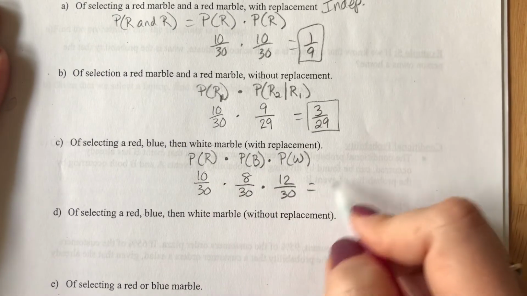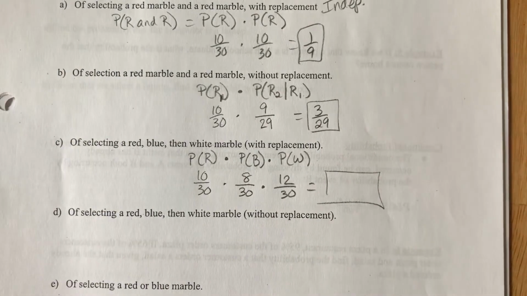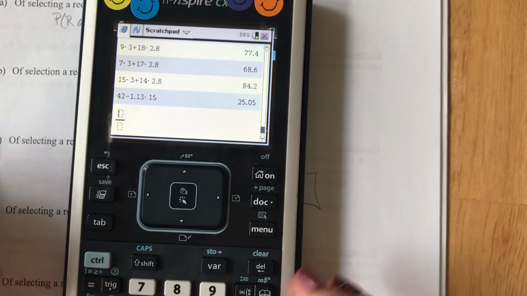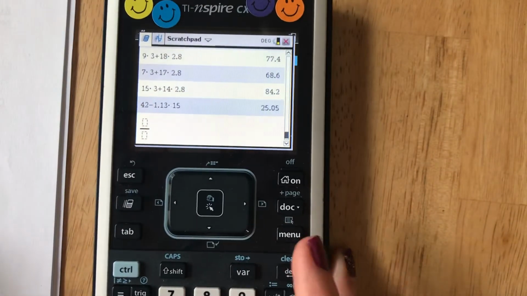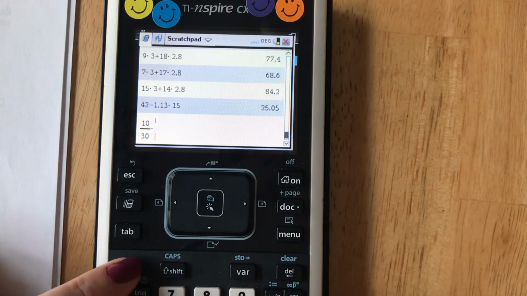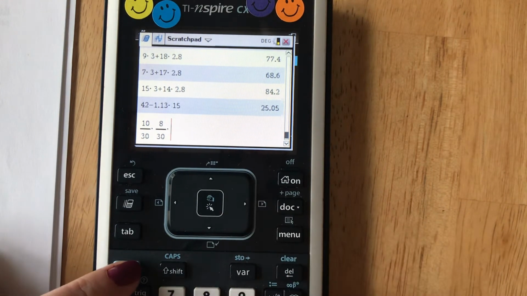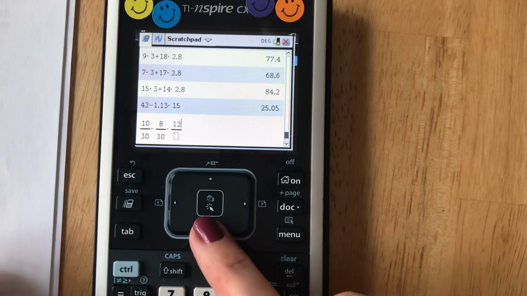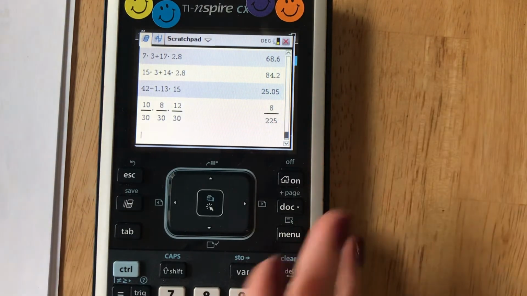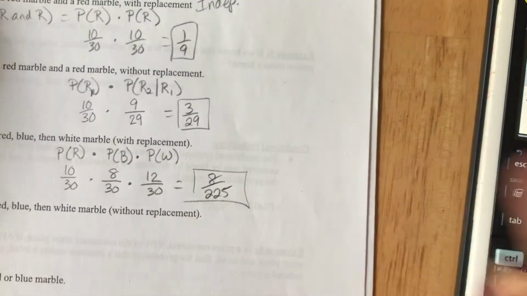I'm not going to do this in my head right now. Whatever you get, you get. Okay, it's fine. Let me just show you guys to make sure you're good to go with the calculator part. Just hit the fraction button, right? So then you're going to have 10 out of 30. Go to the right, times, hit the fraction button, control divide gets you a fraction, 8 out of 30. Go to the right, times, little fraction button, 12 out of 30. Press enter, boom. It multiplies for you and simplifies. 8 out of 225. You can switch these over to decimals as well if you want.